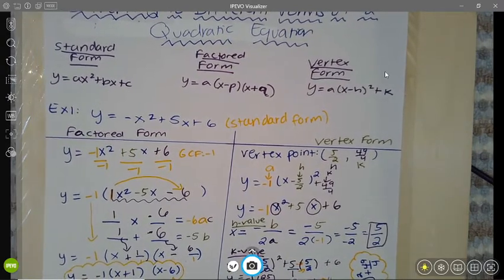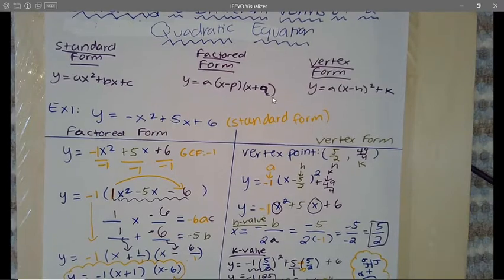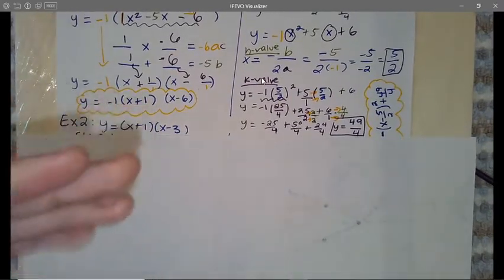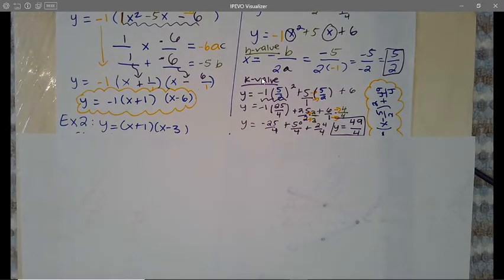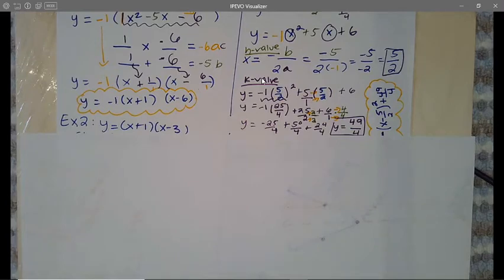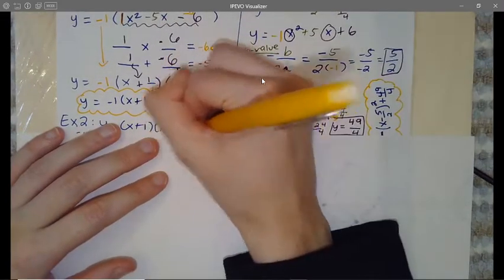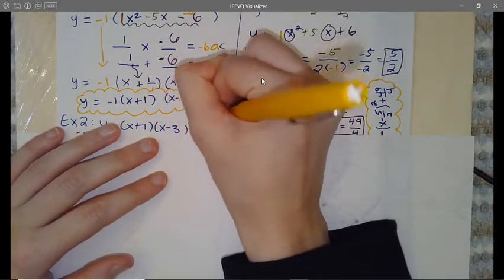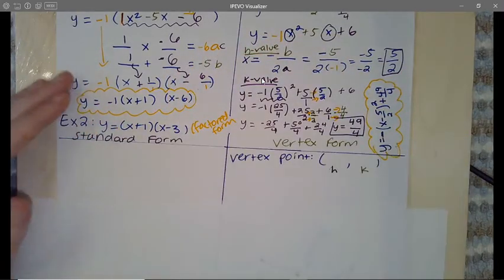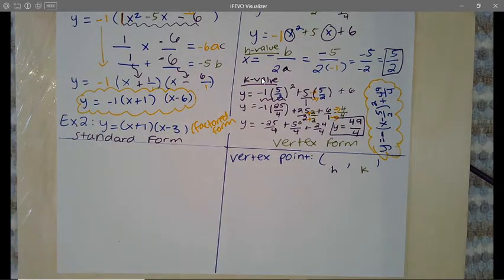It would be factored form. Okay, we have a parenthesis times a parenthesis, which means we have more than one value being multiplied together, which means we have factors. So this is factored form. So we're starting with factored form this time, which means we need to convert to standard form and vertex form.